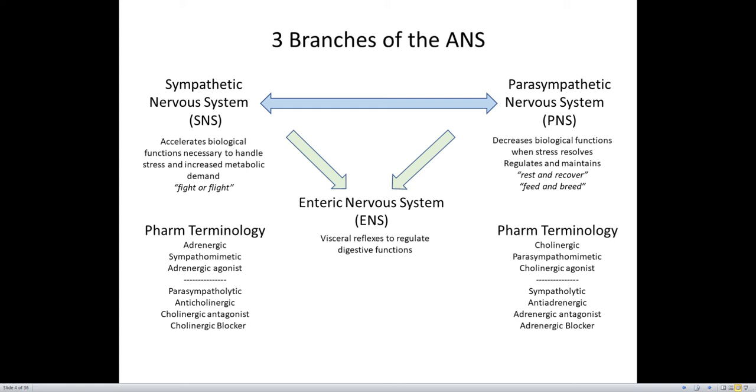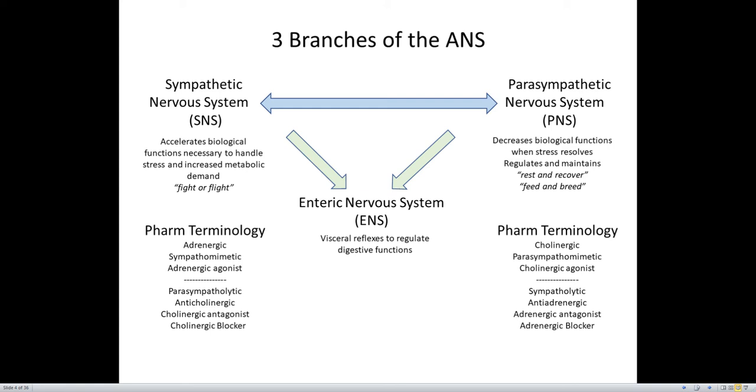So if we give a drug that we say is an adrenergic drug, adrenergic is synonymous with sympathetic or sympathomimetic. Mimetic means to mimic. So adrenergic, sympathomimetic, and adrenergic agonists all basically mean the same thing. It means that they're activating or mimicking a response of the sympathetic nervous system.